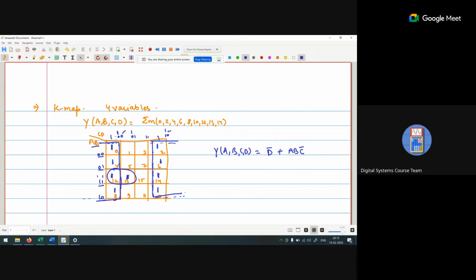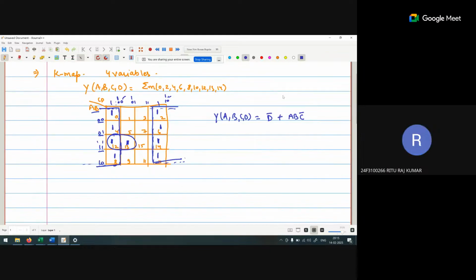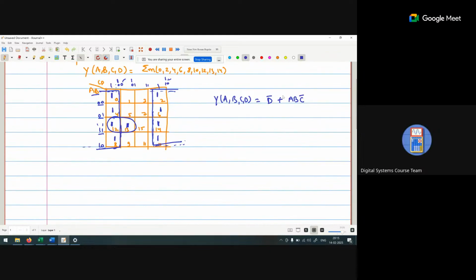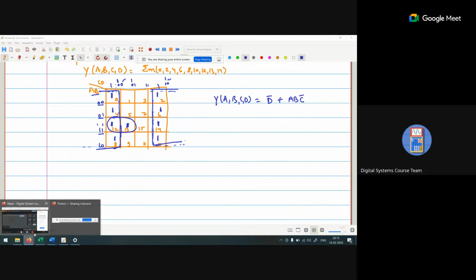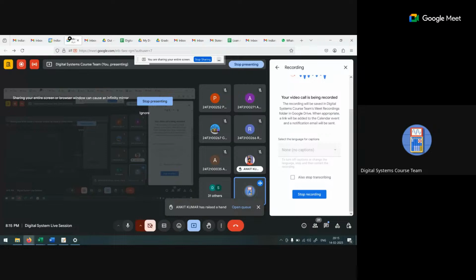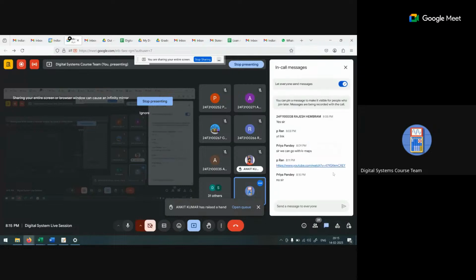Okay. Any doubt? So our first priority, students, is better that you can write in the chat. It is better that you can speak because I. Yes, Ankit Kumar.